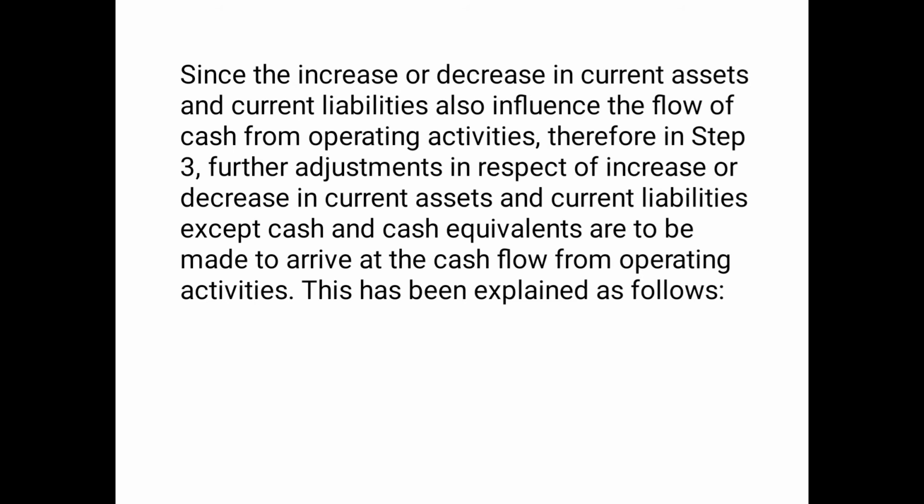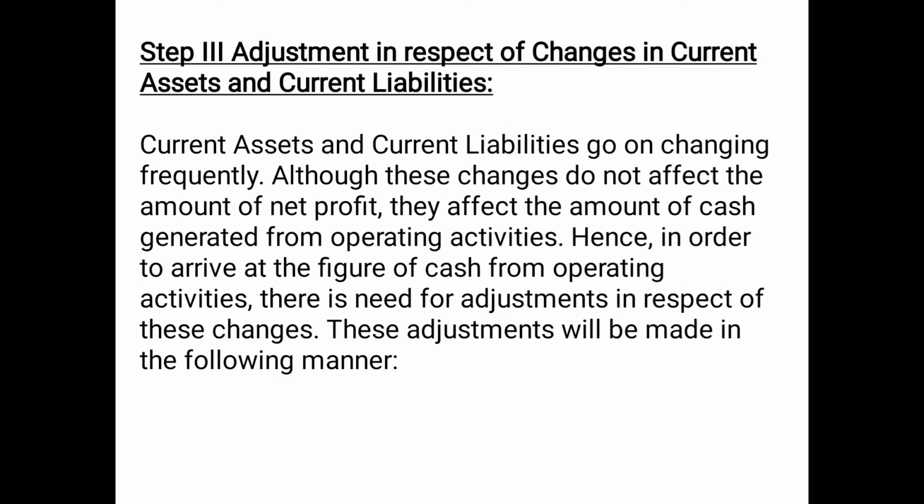Then after that, step 3 comes in, where you have to adjust the changes in working capital. So this has been explained as follows. Step 3 is the adjustment in respect of changes in current asset and current liability, or we can say working capital. Current assets and current liabilities go on changing frequently, although these changes do not affect the amount of net profit, but they affect the amount of cash generated from operating activities. Hence, in order to arrive at the figure of cash from operating activities, there is need for adjustments in respect of these changes. So these adjustments will be made in the following manner.